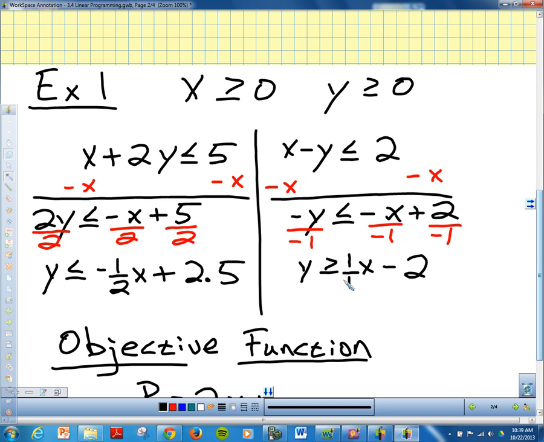Right? Because I want to shade not below this line, but above this line. Okay? Because I have to flip that inequality. Alright, so let's graph these two things. So again, we're going to be in which quadrant? Quadrant 1. Because of the x is greater than or equal to 0 and the y is greater than or equal to 0. So all you need to show in your graph is quadrant 1.